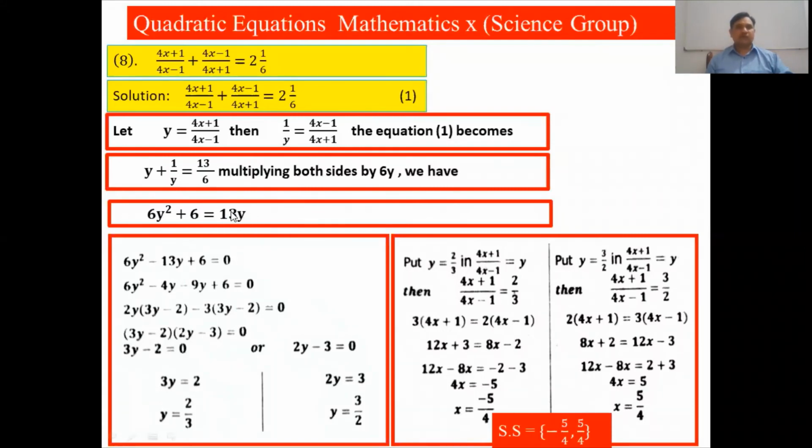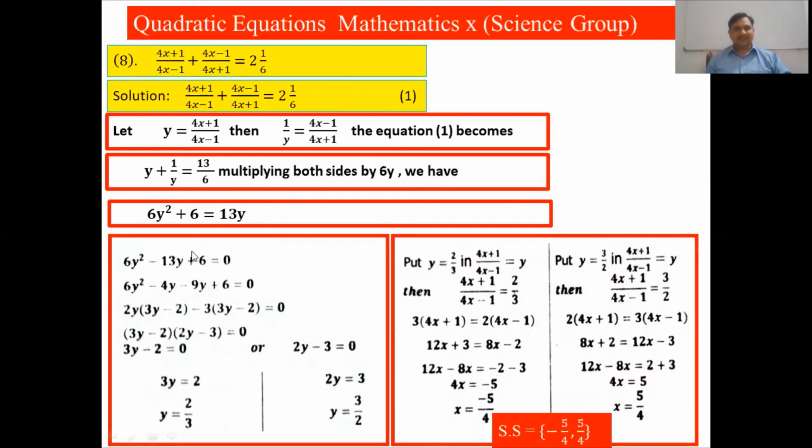Now we have to shift this 13y to the left hand side of the equation and rearrange it, and write this equation in the standard form. We have 6y² - 13y + 6 = 0. So this is the standard form of the equation. Now we have to factorize this equation.